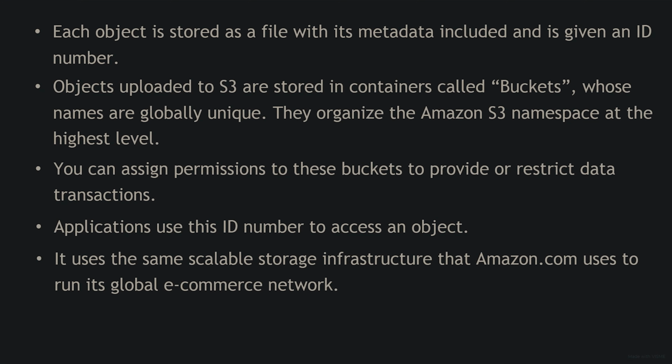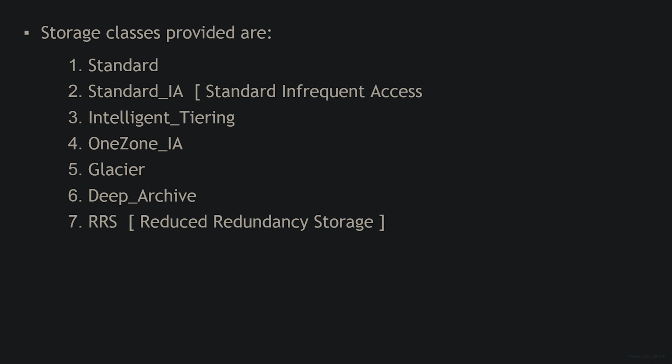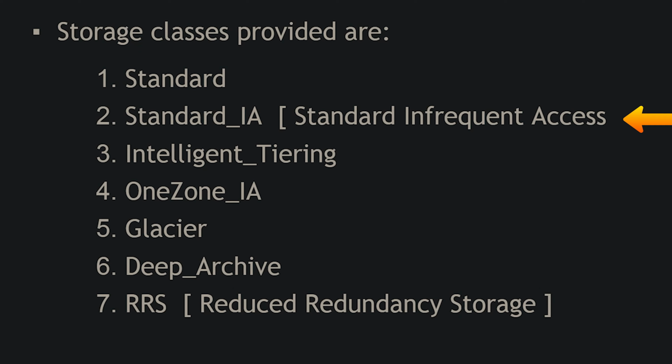It also uses the same scalable storage infrastructure that Amazon.com itself uses to run its e-commerce network. And Amazon Athena can be used to query this S3 data also. The last thing I would like to talk about is the storage classes that you get when you upload these objects into your S3 bucket. These are the standard, then standard infrequent access, then intelligent tiering, one zone standard infrequent access, then glacier, then deep archive, and then RRS. So what is RRS? That's reduced redundancy storage.